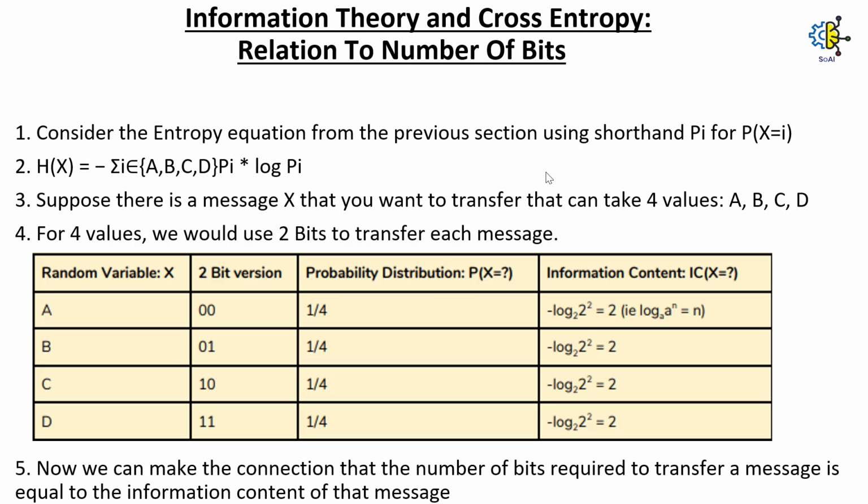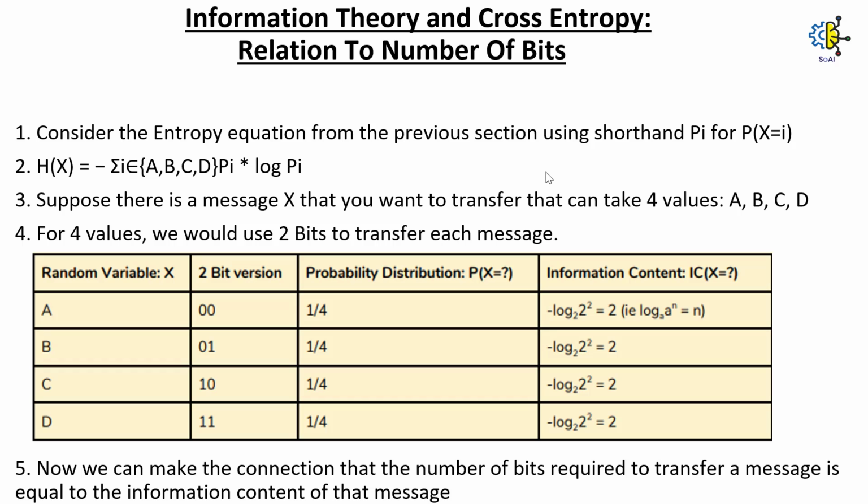Consider the entropy equation from the previous section using shorthand Pi for probability of x is equal to i. Here H(x) is equal to minus sigma i where i belongs to A, B, C and D, of Pi into log Pi. Suppose there is a message X that you want to transfer that can take four values: A, B, C and D. For four values, we would use 2 bits to transfer each message.